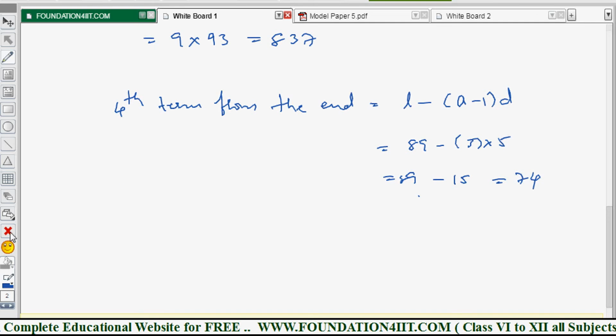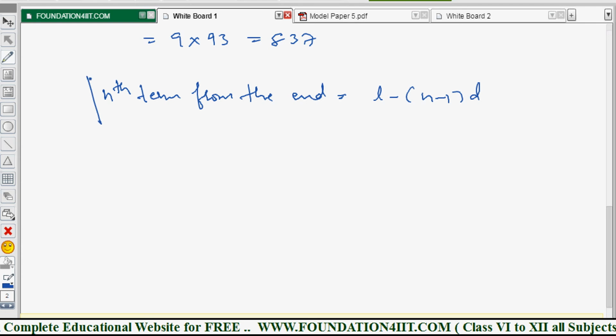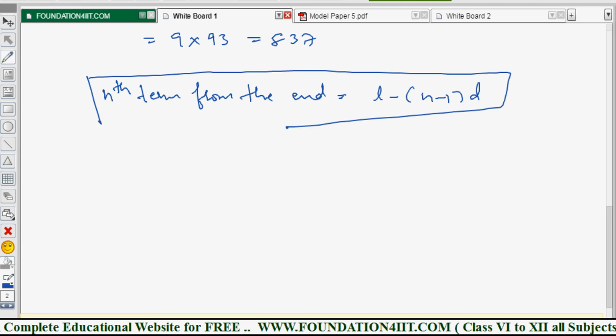Okay, so let me write this formula clearly. When you want to find the nth term from the end, let me write the formula clearly and understand. The nth term from the end is L minus (n minus 1) into D, right? So this is the formula actually. We need to use this formula for this.